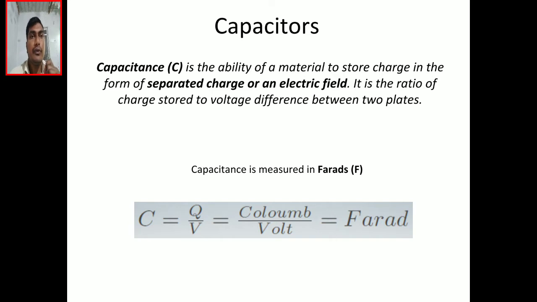I forgot to say one thing in the last class. Resistance is a property of a material that opposes the current through it and liberates energy in the form of heat. That is the property of a resistor. Here, capacitance is a property of a material that stores energy in the form of an electric field.